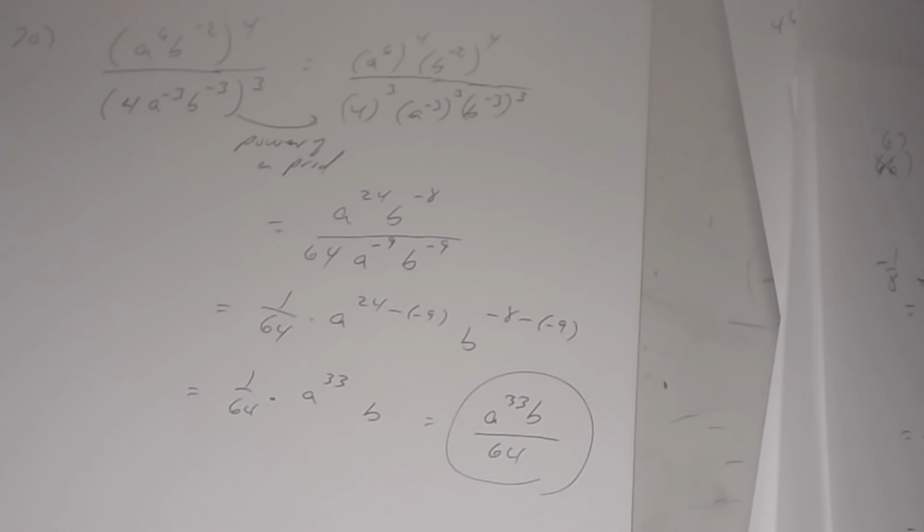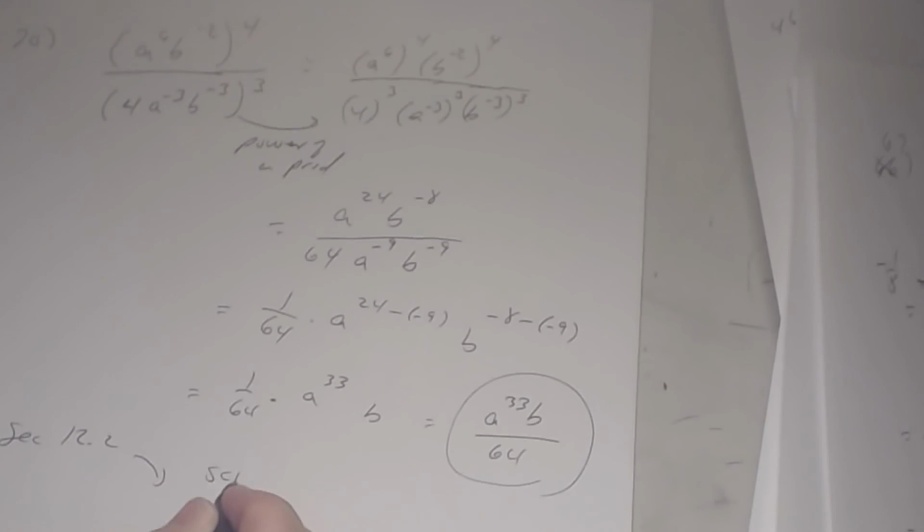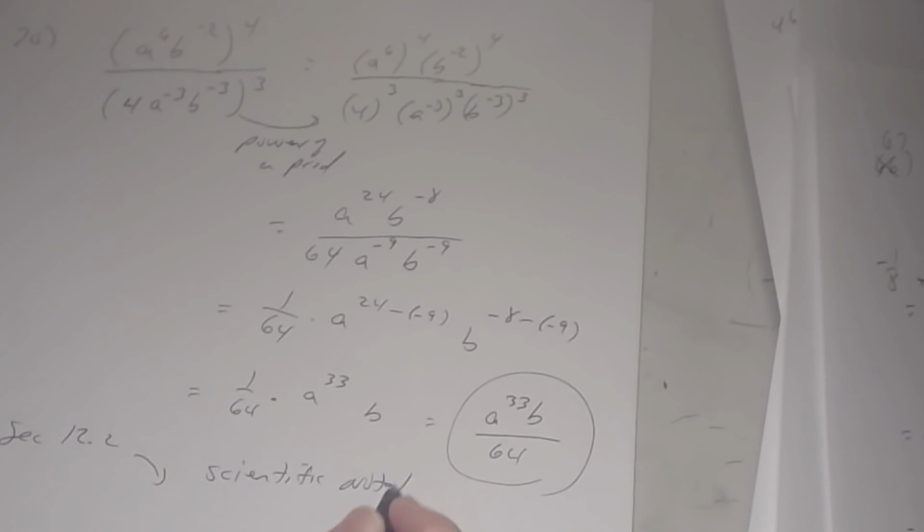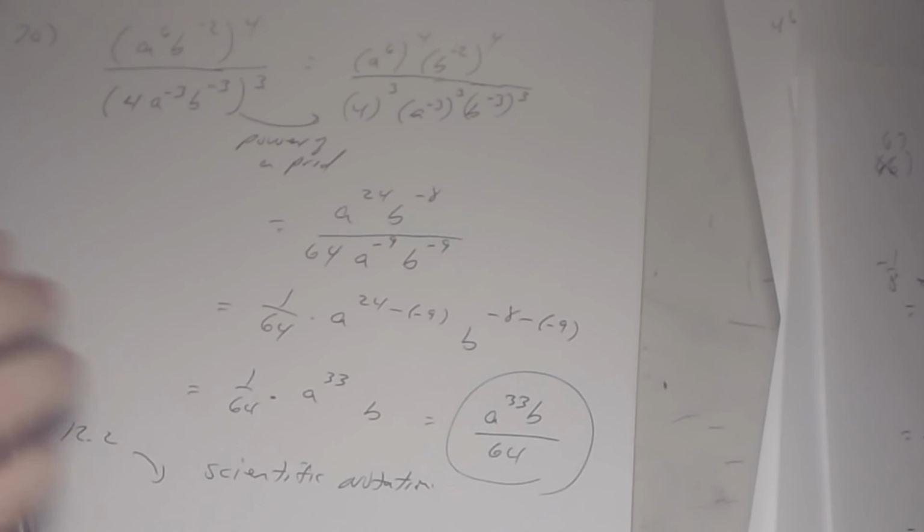All right, now there's one more part in this section that has to do with scientific notation. So this is still section 12.2, but we're going to talk about scientific notation. Scientific notation. Okay, 709. All right, so let's go ahead and stop here.